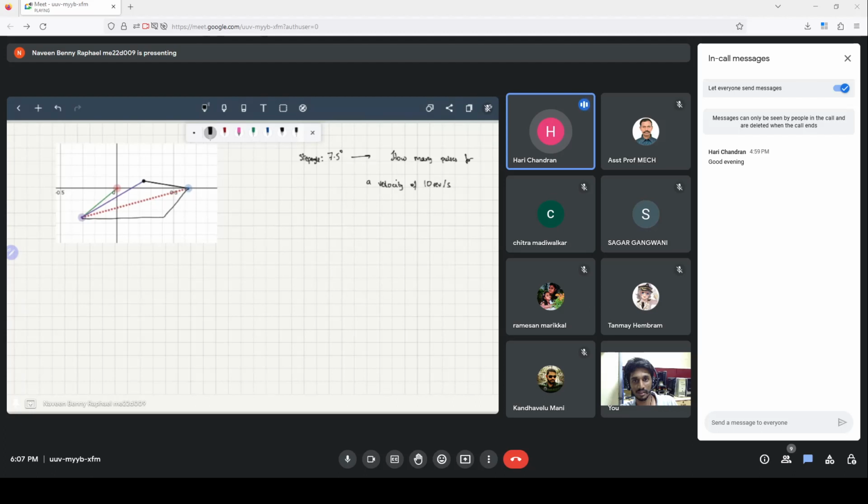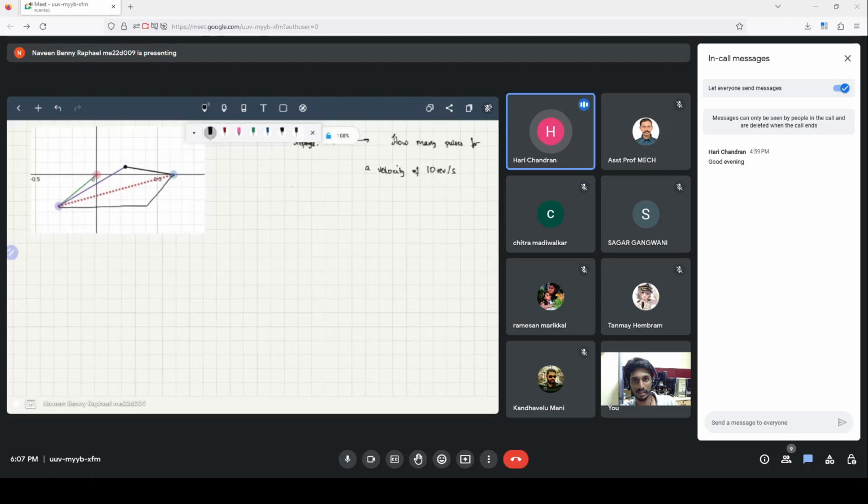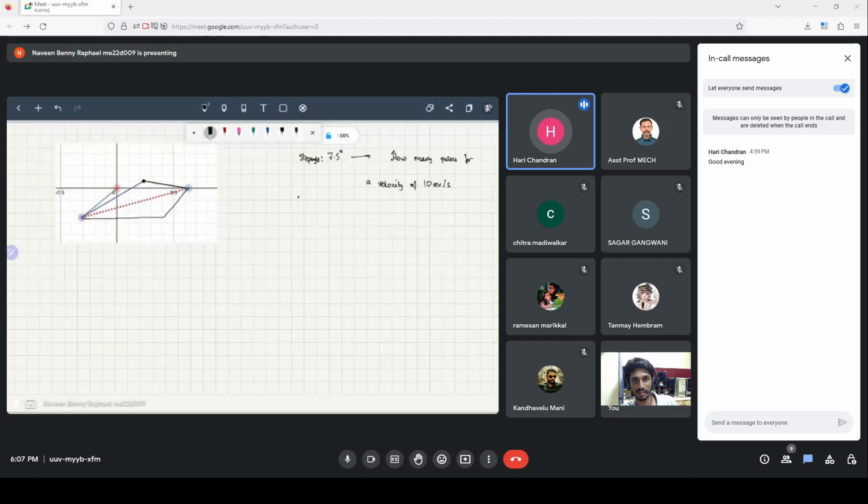The question is pretty straightforward. We know that one pulse will give you a 7.5 degree change. That means 10 revolutions corresponds to 10 times 360 degrees, which is 3600 degrees. For 3600 degrees, with 7.5 per pulse, that's approximately 480 pulses per second. That's one of the questions in Bolton.